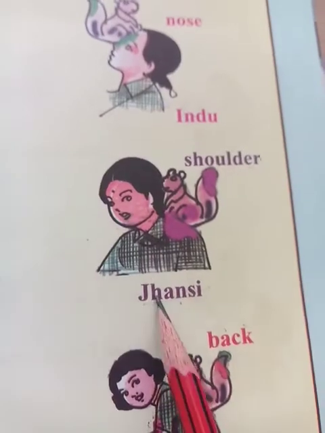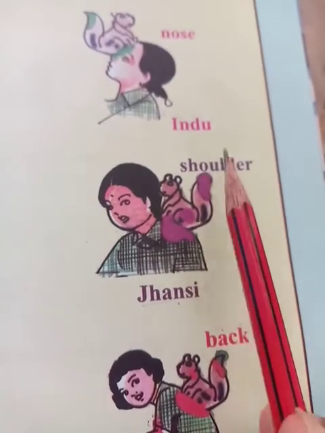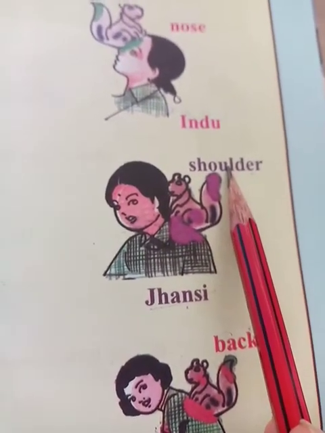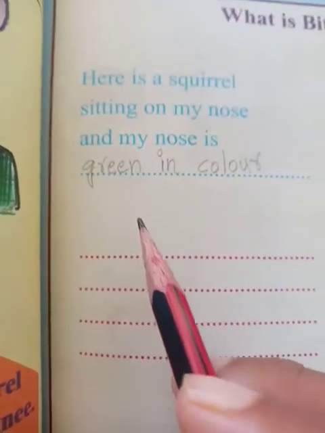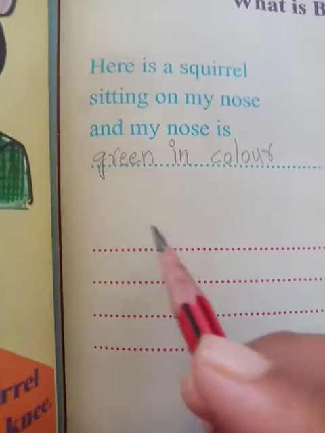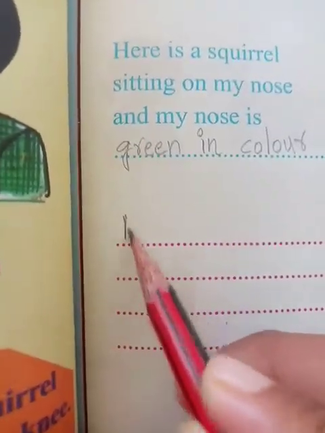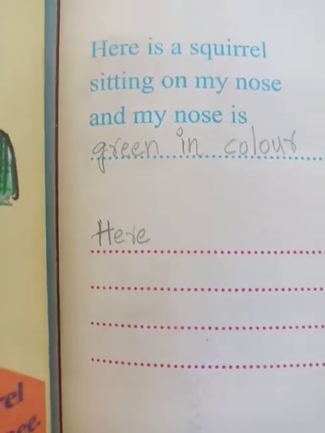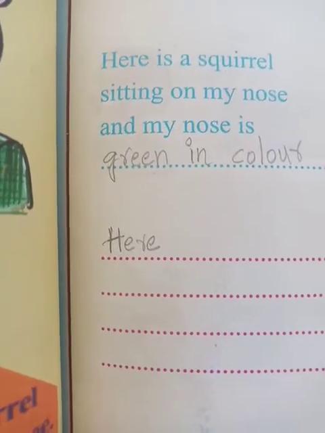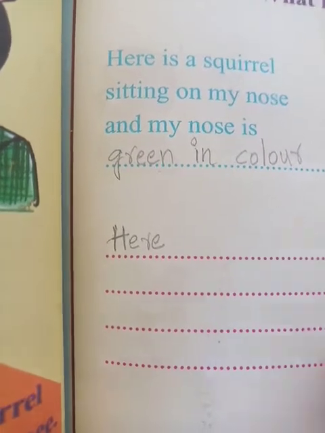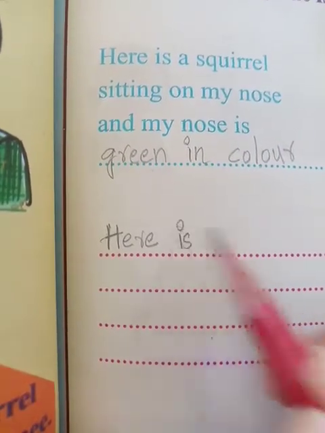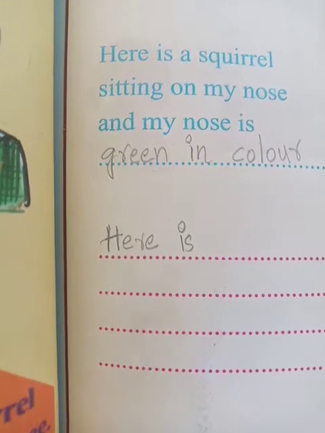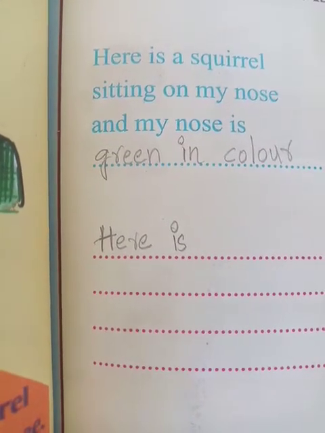Okay, so next one you see. Jansi, she is Jansi. And the squirrel is sitting on her shoulder. Okay? Right here. Here is a squirrel. H-E-R-E, here. I-S, is.